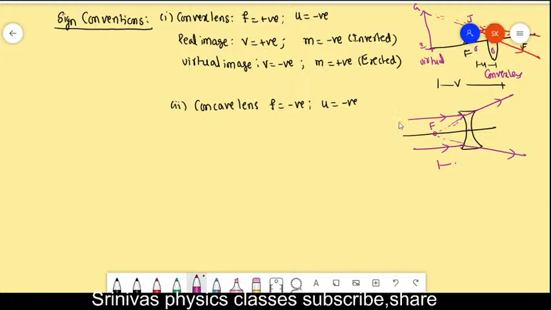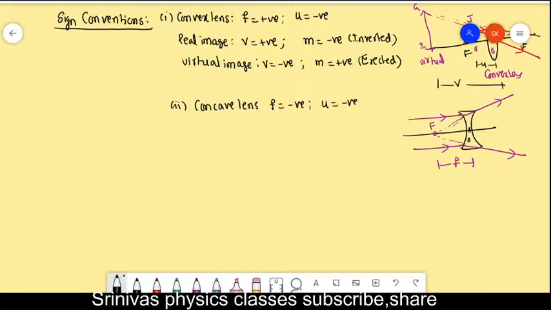Okay, right. When the object is at infinite distance, the image forms at the principal focus, but the focus is on the left side for the concave lens. That's why the focal length is negative, and the object is generally kept at the left side. That's why we have to take it as negative. Left side distances you should take as negative. That you should remember. Okay, right.